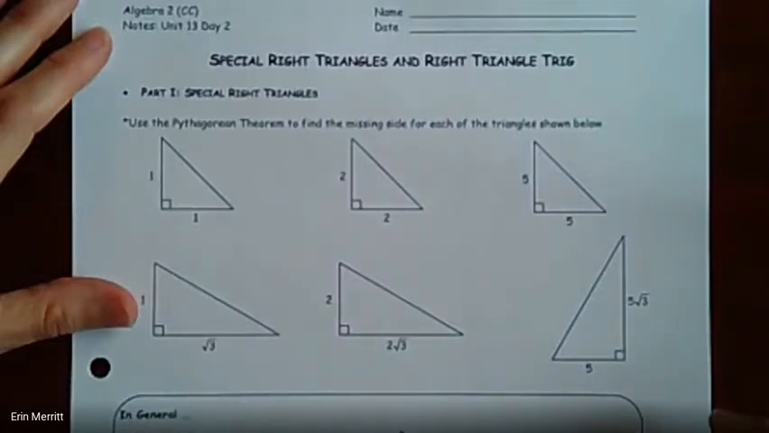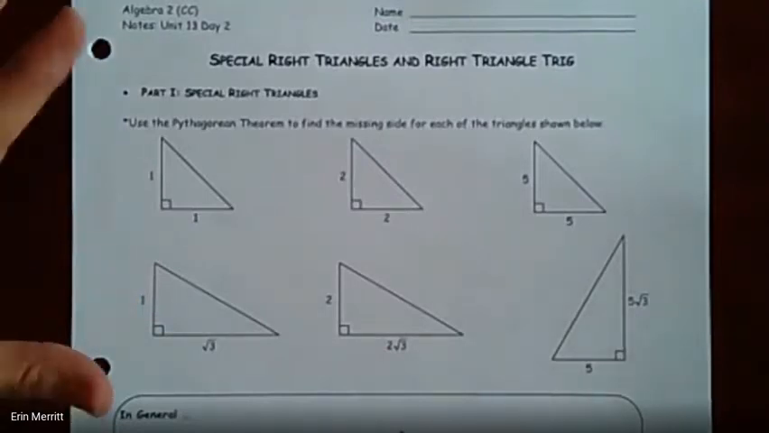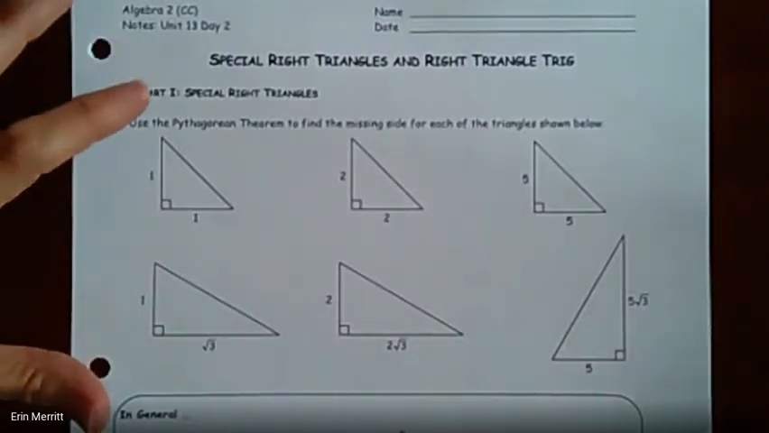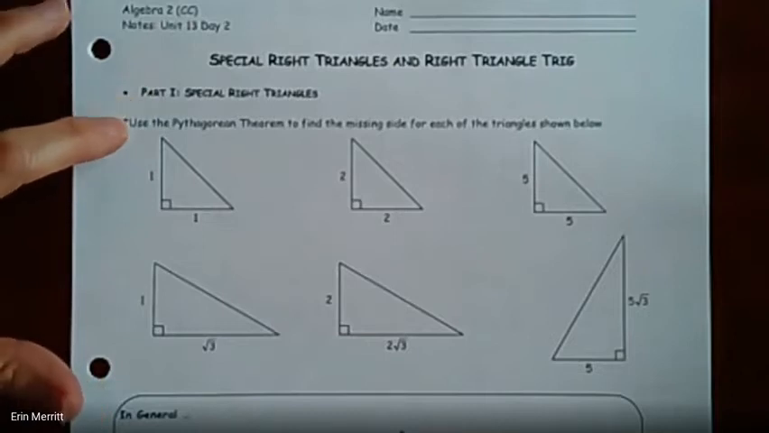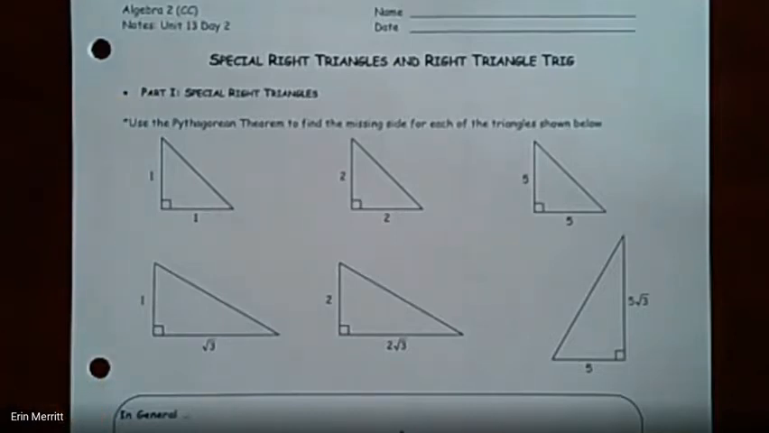Hey guys, day 2 of Trig. And look what we're going to talk about: special right triangles. This is like geometry all over again. Yes! So the first part says you're going to use the Pythagorean theorem to find the missing side for each part.